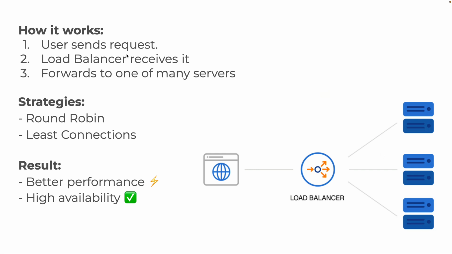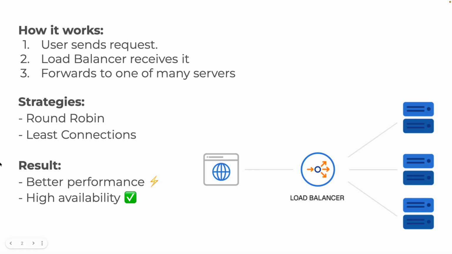So how it works is the user sends a request. It will not go directly to the server; it first comes to the load balancer. The load balancer forwards the request to the servers based on the strategy that is defined. There are two strategies that are more common: one is round robin and the other is least connections. Round robin is most commonly used.